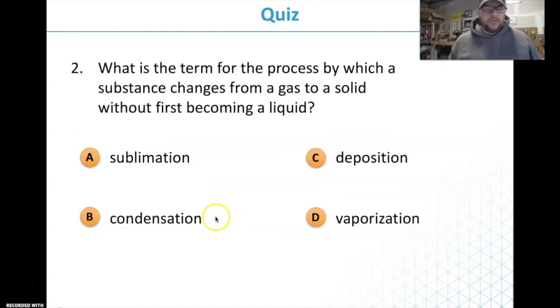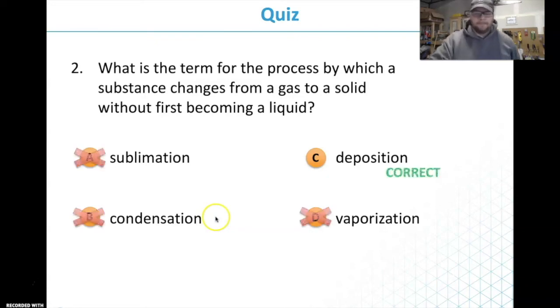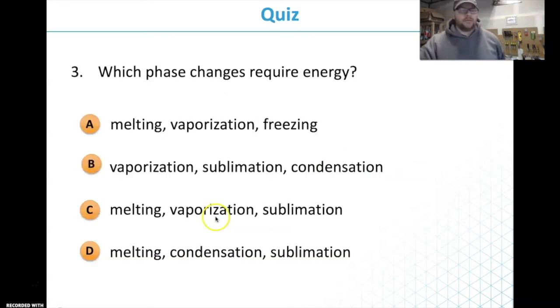All right, number 2, what is the term for the process by which a substance changes from a gas to a solid without first becoming a liquid? Five, 4, 3, 2, 1. Deposition. Toughies.